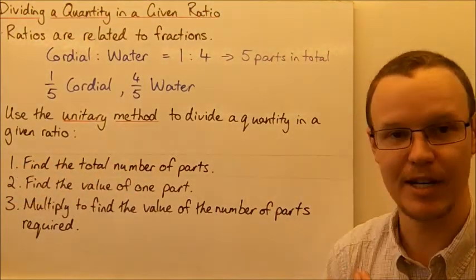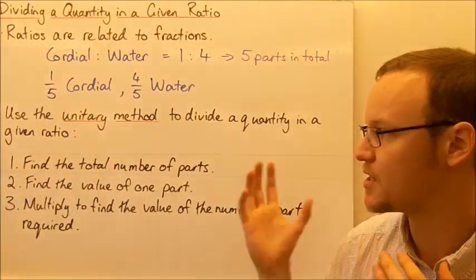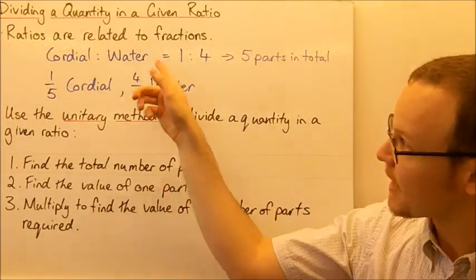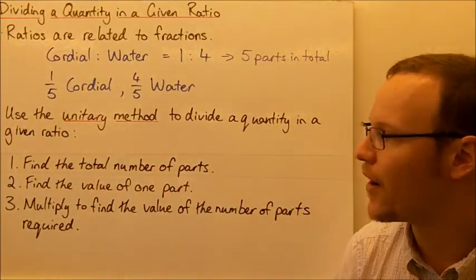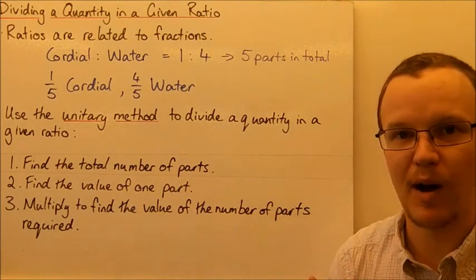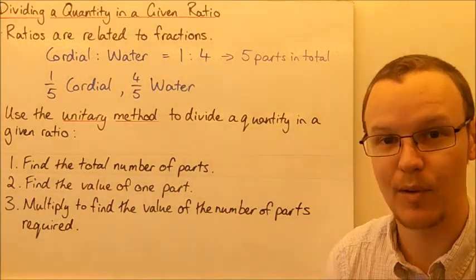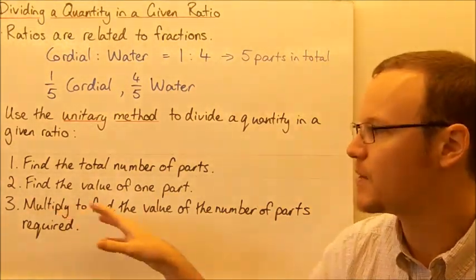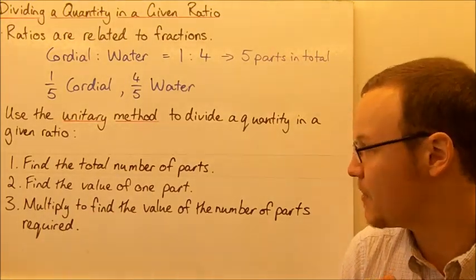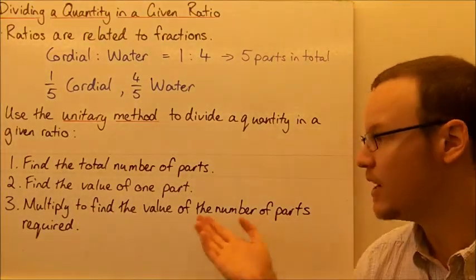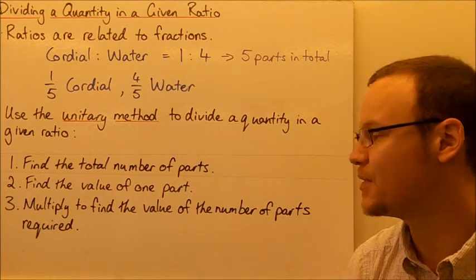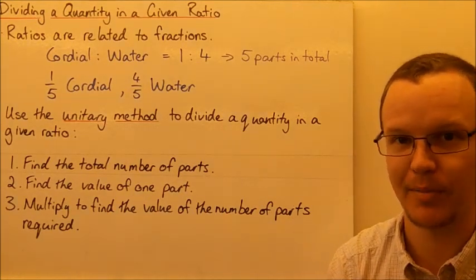So the first step to use the unitary method is to find the total number of parts. In the case here, the total number of parts is going to be 5. Then we need to find the value of one part based on what we're told in the problem. And then we multiply by how many parts we need, to find the value of the number of parts required by the question.